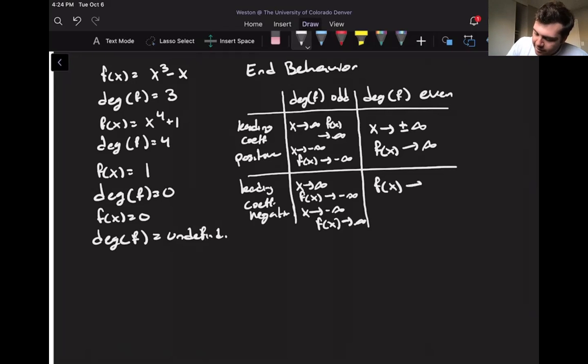And for the even case, as we go to plus or minus infinity, the function goes to negative infinity. And so it's just saying what values the function is approaching. Is it getting really large? Are we getting really large positive values or getting really large negative values? And we can check this out on Desmos too to see some graphs.